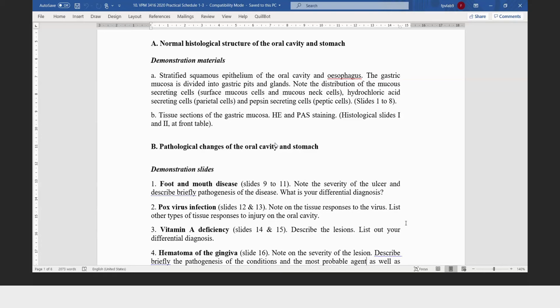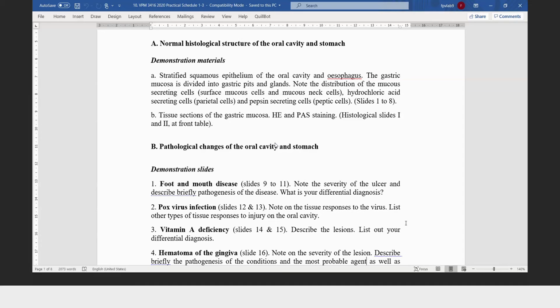One is catarrh. Second is vesicle. Third is erosive and ulcerative. Fourth is the granulomatous lesion that we have in the animal. And the last one is the proliferative. So there are 5 lesions associated with stomatitis.